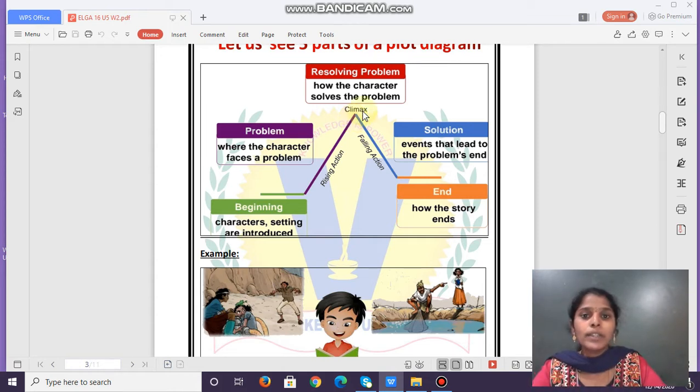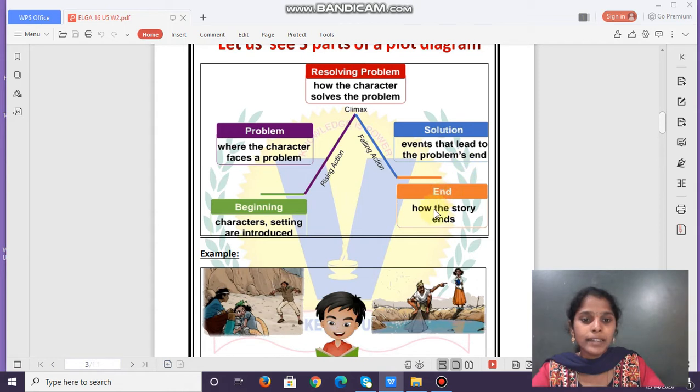This is about resolving the problem. How the character solves the problem. Next, solving is nothing but the solution. Falling action. After the climax, it slowly goes into falling action. That is nothing but the solution. Events that lead to the problem's end.